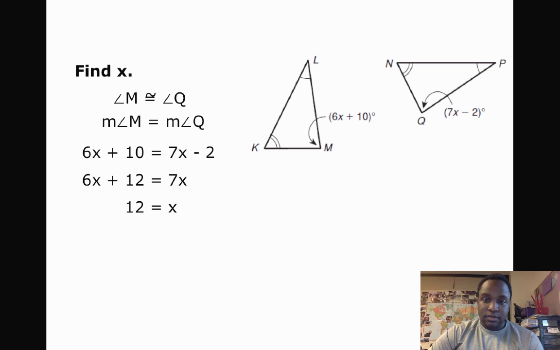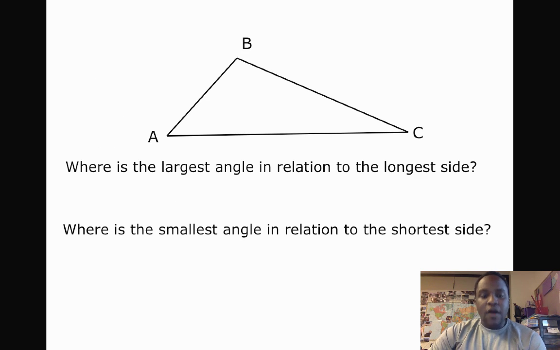All right? So we used third angles theorem here to say that angle M was congruent to angle Q, saying that their measures were equal, and then we set up that equation, 6x plus 10 equals 7x minus 2. So as you can see, all of these so far, these three, we were setting up equations for them. Now for the last one.